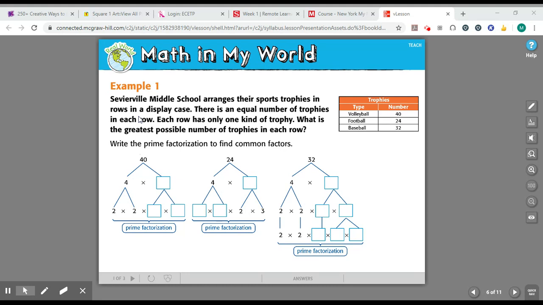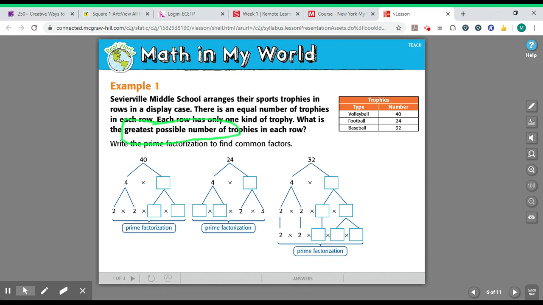When you see that question, when it says what is the greatest possible number of trophies in each row, that's kind of a giveaway that they're asking you to find the greatest common factor. And then example number 1 is one way to figure out greatest common factor, and then on the next page is a second way to find the greatest common factor. I prefer the second way, but I'm going to teach you example number 1's way just in case. But it might be easier to do example number 2's way. So they gave you these three numbers over here: volleyball 40, football 24, baseball 32. And what they wanted you to do was write the prime factorization to find out what the common factors are.